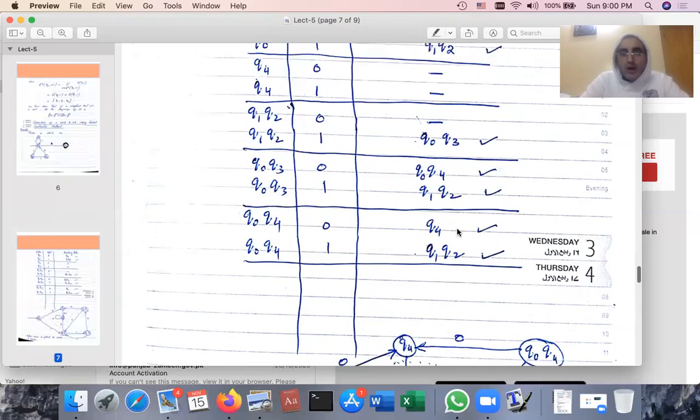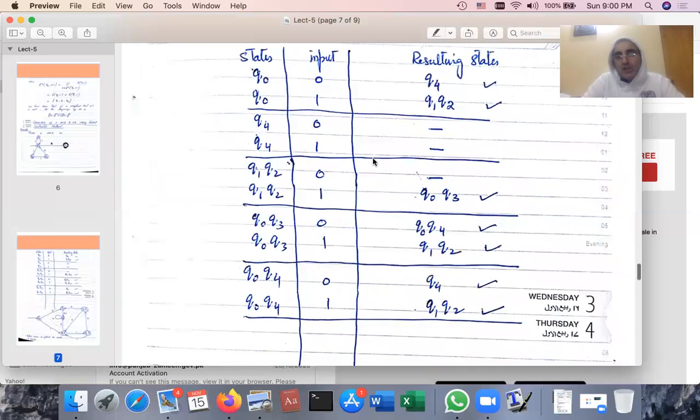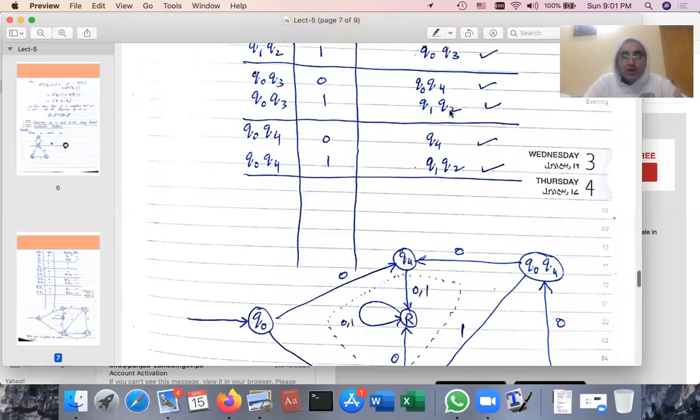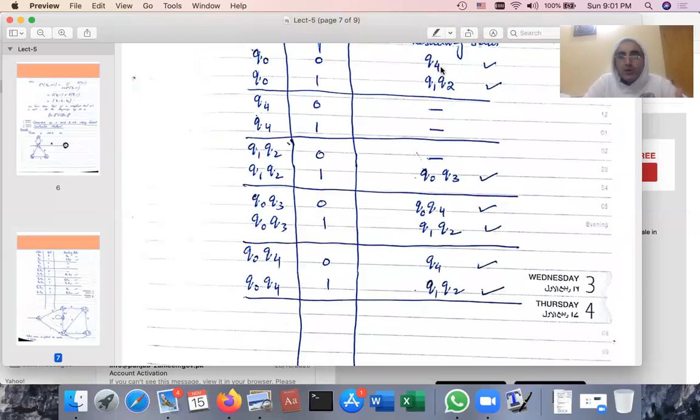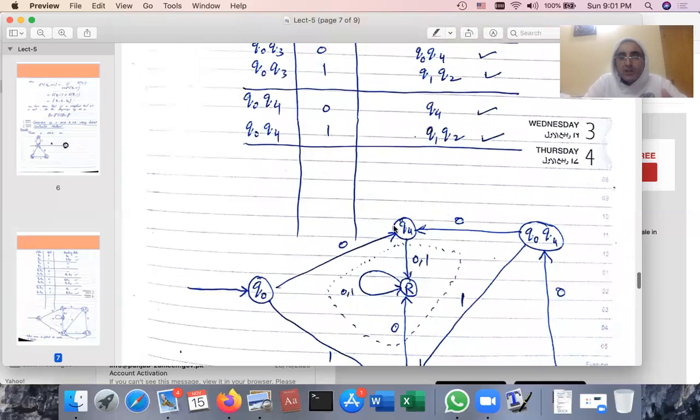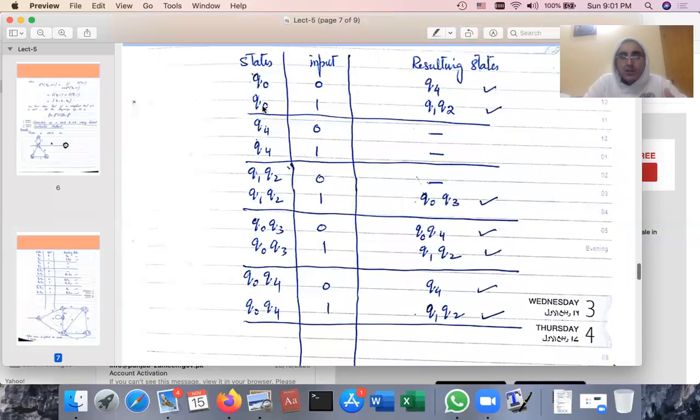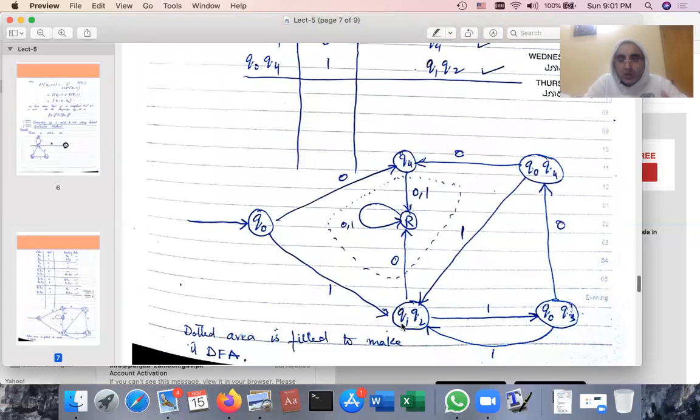And now, after looking over this transition table, you can draw a new diagram. For example, here Q0 is the state, with edges 0 and 1, where you are reaching Q4 and Q1, Q2. From the transition table, Q0 with 0 reaches Q4, so Q4 is mentioned here. And Q0 with 1 reaches Q1, Q2, so you have to mention Q1, Q2 here with 1.